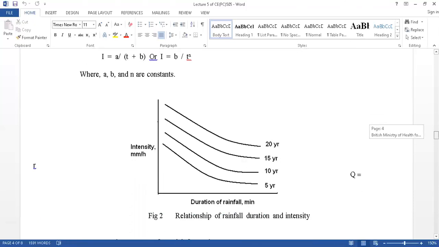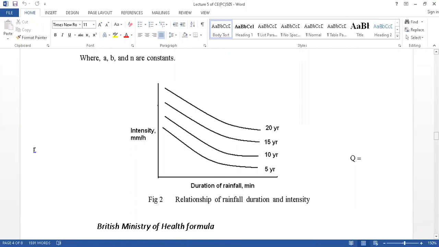Let us see how the intensity varies with the rainfall duration. You see, the more the duration of the rainfall, the more the intensity decreases. For 5 years, 10 years, 15 years, 20 years, all the rainfall curves follow the same pattern. That means the intensity of rainfall shows a decreasing pattern as the duration increases.